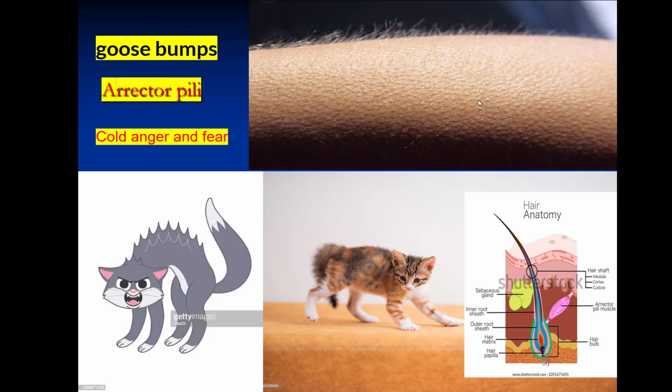Here you can see these small dots. This is due to the contraction of the smooth muscle, the arrector pili.